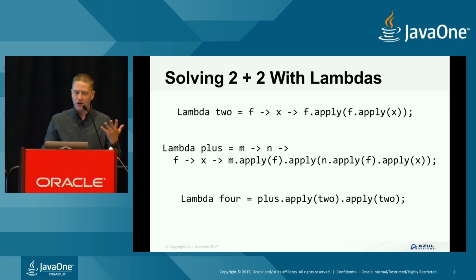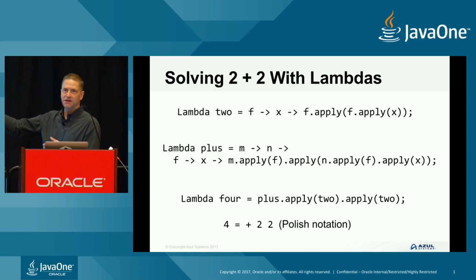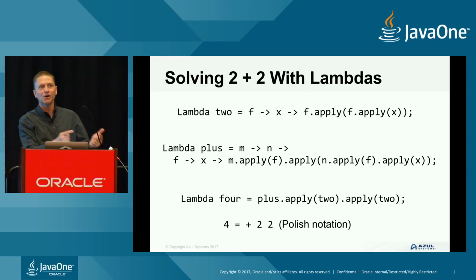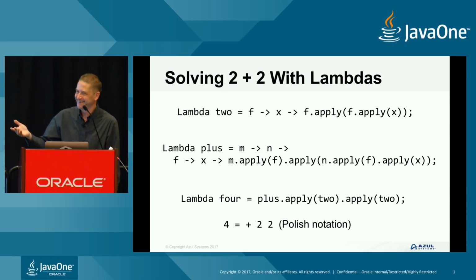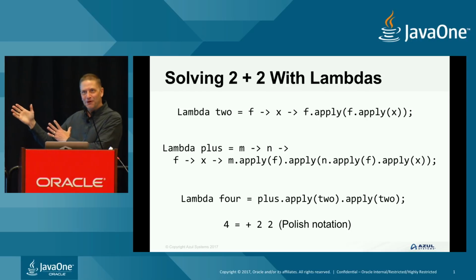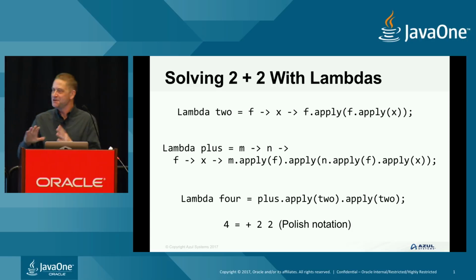And if you write that out just as the mathematics, you end up with 4 equals plus 2, 2. And this is what's called Polish notation. For those of you old enough to remember, very early HP calculators used reverse Polish. So this is forward Polish rather than reverse Polish notation. But you get the idea that in order to add things, we can actually do it only using lambda expressions. So we can say lambda 4 equals plus dot apply 2 dot apply 2. Right. How do we know that that works?